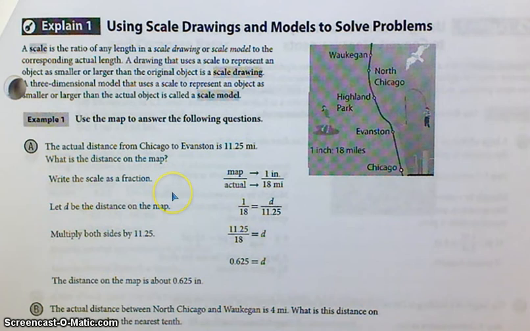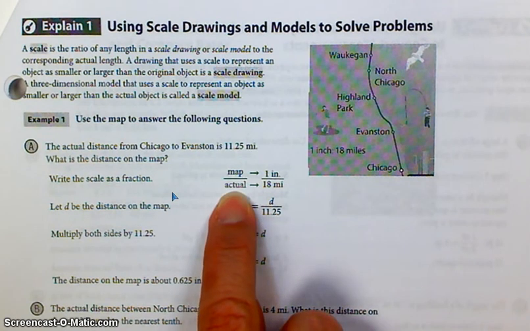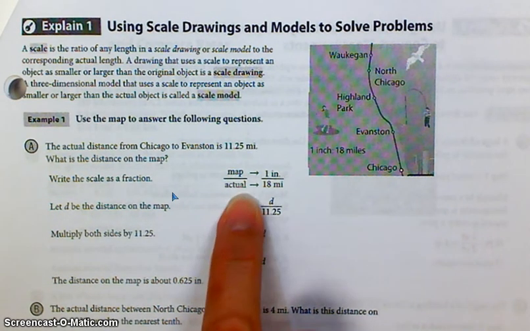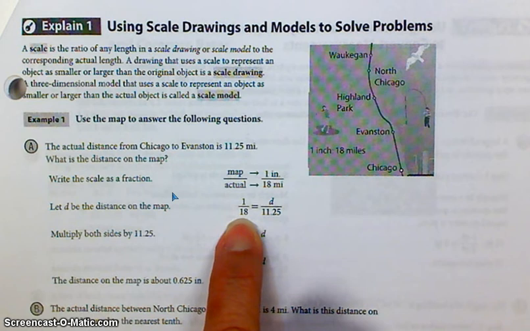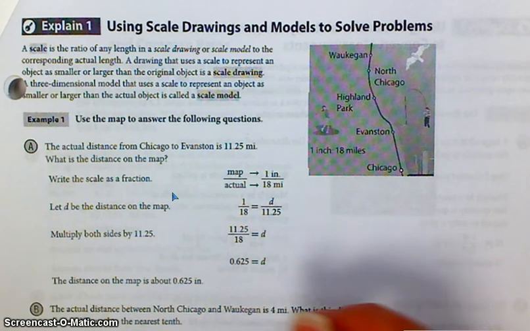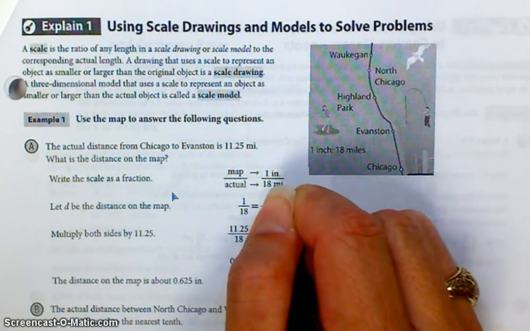Okay, so first of all, we're going to write the scale as a fraction. We're going to say distance on the map over actual distance. Distance on the map is 1 inch. Actual distance that it represents is 18 miles. Okay, so 1 over 18 is equal to whatever the distance is on the map, because that's going to be equivalent to 11.25 miles. Okay, notice the 11.25 is in the denominator, so we're going to multiply both sides by 11.25 to get rid of it here.